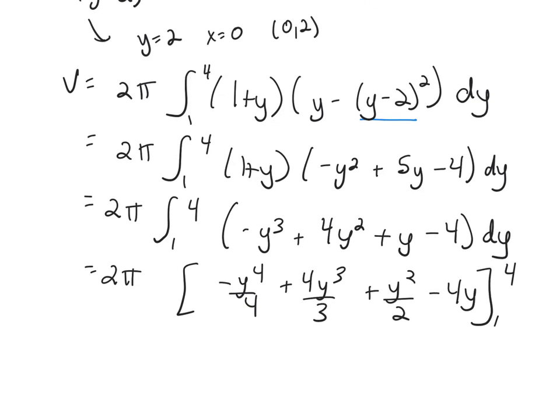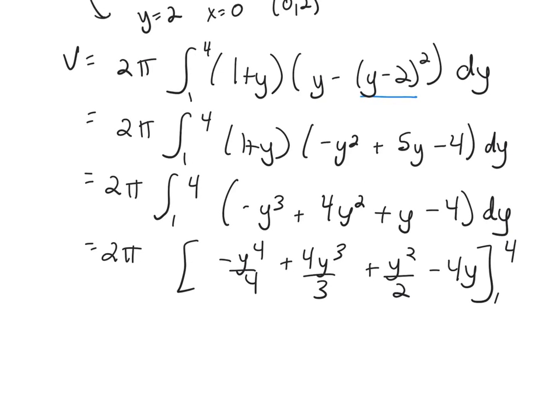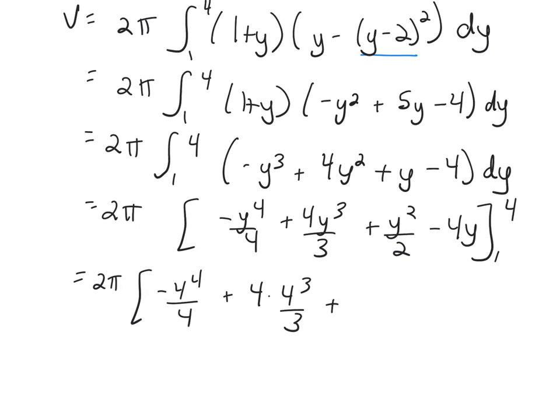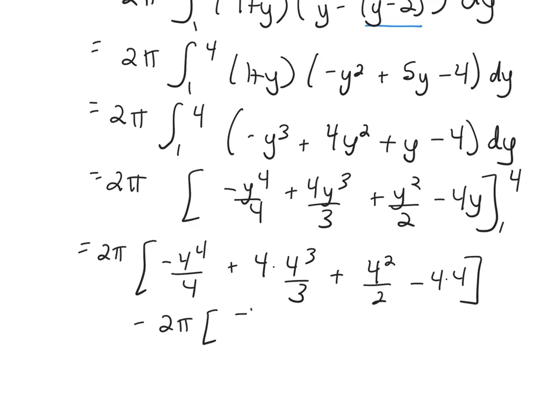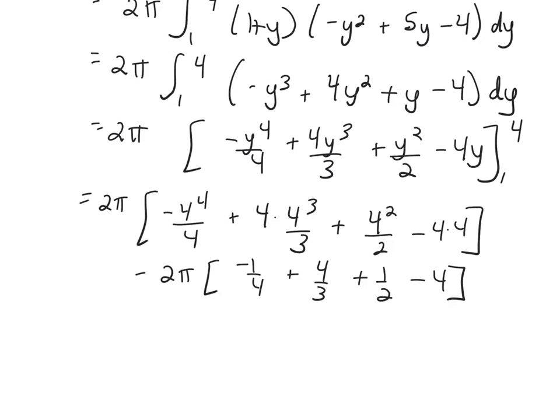You plug in top number minus bottom number. In this case, it's going to be 2 pi times minus 4 to the 4th over 4, plus 4 times 4 cubed over 3, plus 4 squared over 2, minus 4 times 4, minus 2 pi times, plugging in 1 into that, negative 1/4 plus 4/3 plus 1/2 minus 4. So on an exam, that would be good enough for me. You could stop here. I don't really care necessarily that you can simplify a bunch of fractions together. But if you wanted to know what you get when you simplify this, you should get 63 pi over 2.